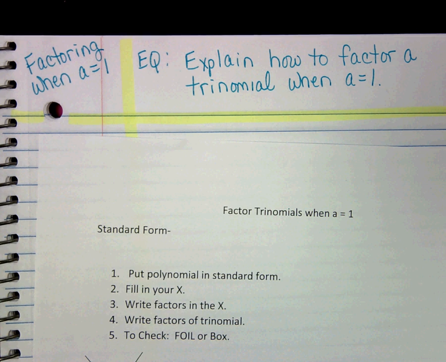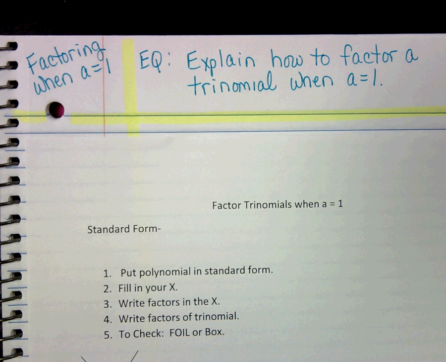In this lesson, we're going to look at how to factor a trinomial when the a value is equal to 1. This is some of the most basic factoring that we're going to look at. First of all, let's just refresh our memory. We'll stop and set up your notebook. Write down your essential question: Explain how to factor a trinomial when a is equal to 1.